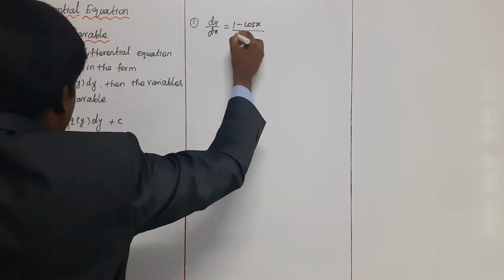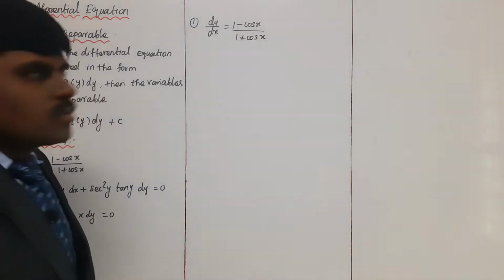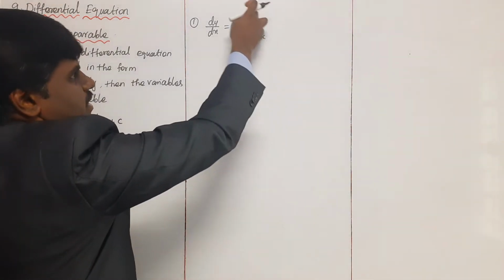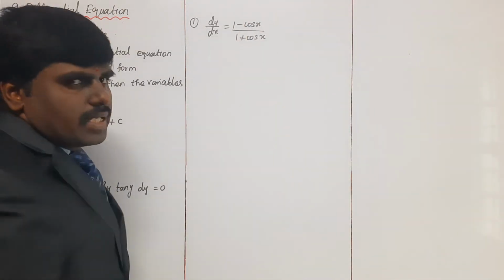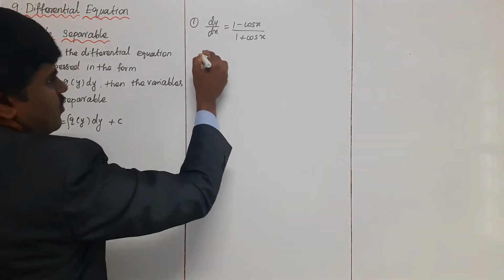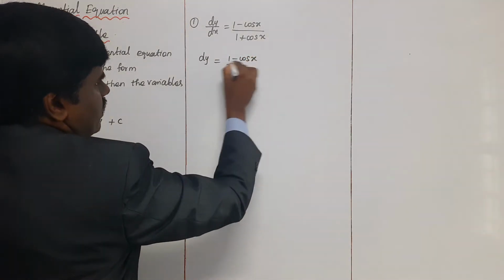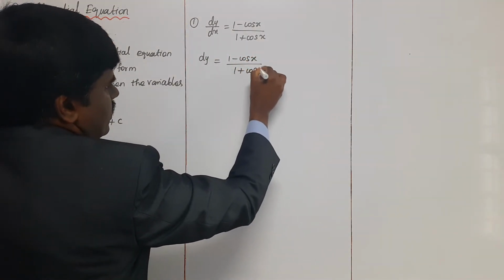Is clear? Divided by 1 plus cos x. Is clear? 1 plus cos x. So in this format, automatically on the right hand side all the terms are in x. Is clear? So on the left hand side, only y. So I will write y is equal to 1 minus cos x divided by 1 plus cos x into dx.